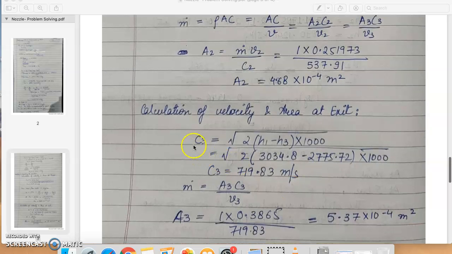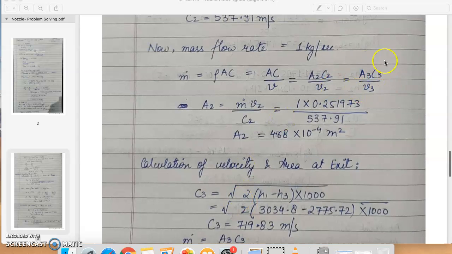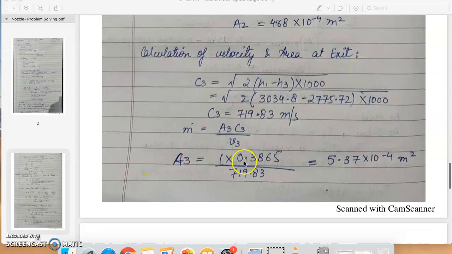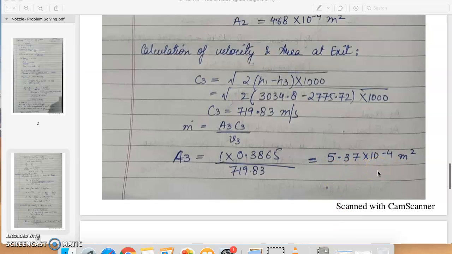Now at exit it will be C3, and C3 will be the square root of 2 into (H1 minus H3), because it is about the exit condition. So it will be H1 minus H3 into 1000 for conversion of kilojoules into joules. So C3 is obtained as this. Then m dot is again A3 C3 upon V3, as we have equated it once. Then A3 is given by m dot into V3 upon C3. So m dot into V3 we have calculated, upon C3, which is 719, we have just calculated. So we obtain the area at exit as this.